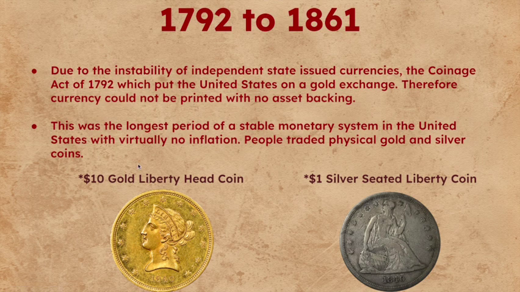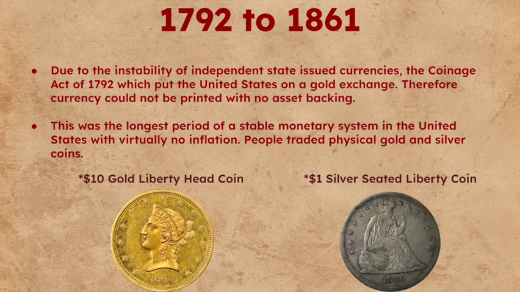And so then, due to that instability, the states all voted for the Coinage Act of 1792, which put the entire United States on a gold exchange standard. And therefore, all currency could not be printed with no asset backing, right? We wanted to stop this inflation taking place. And this was actually the longest period of a stable monetary system in the United States. There was virtually no inflation.